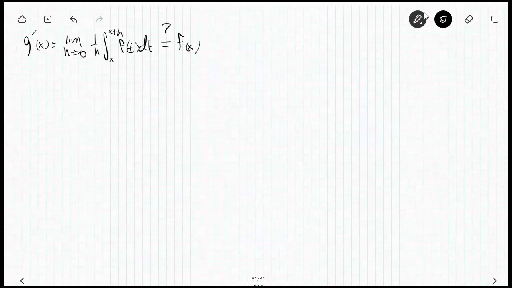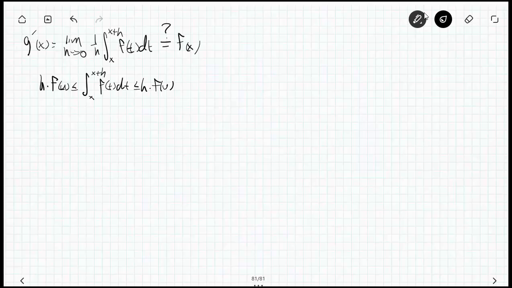All right, now we just wrote that h times f of u is less than or equal to the integral from x to x plus h of f of t dt, which is less than or equal to h times f of v. Now you're probably seeing something here. What do we got here? I've got an h here and I've got an h here, and I want an h here to be able to prove my fundamental theorem of calculus.